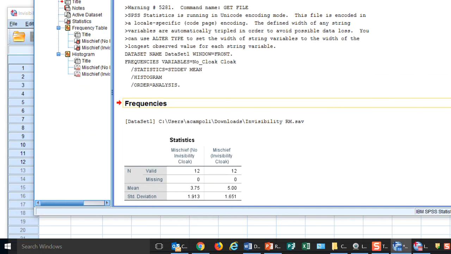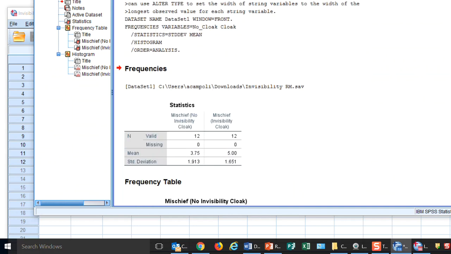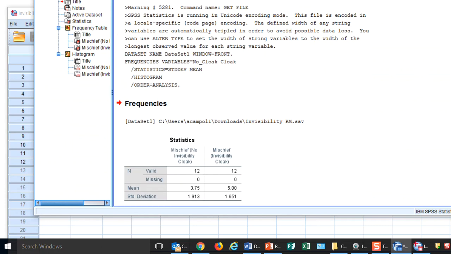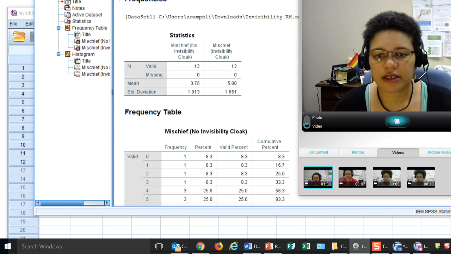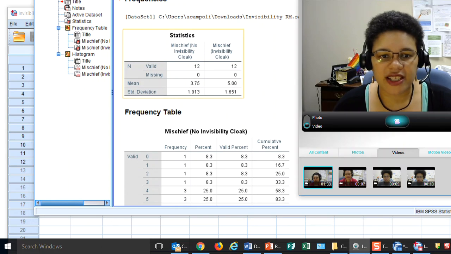All right. Oh, we got a warning up there. I don't think that's going to matter. I hope not. Okay, so get our statistics first. We see that there was no missing data in this data set.